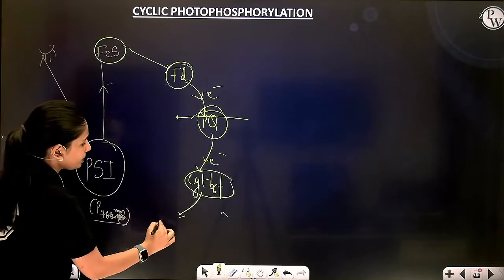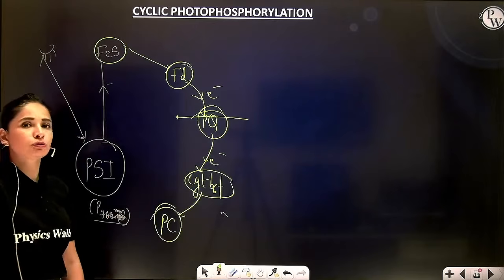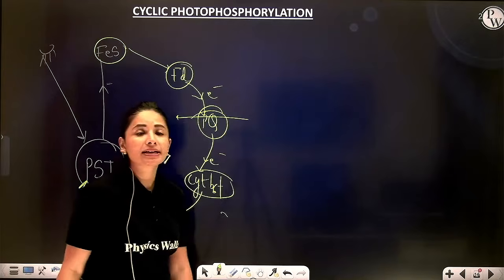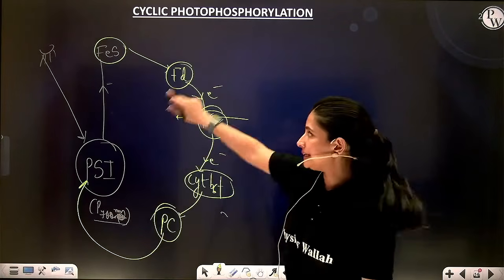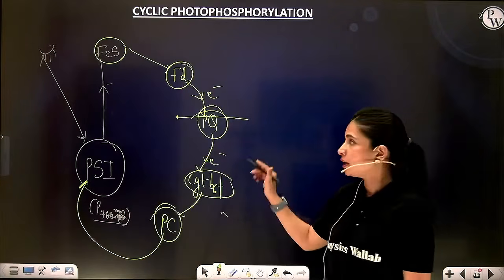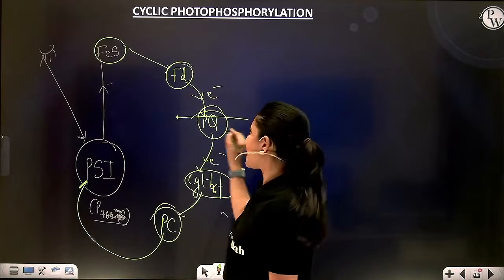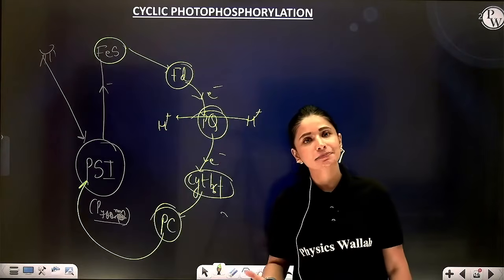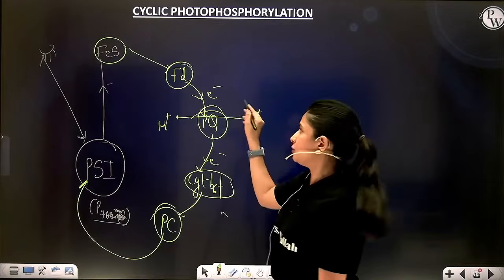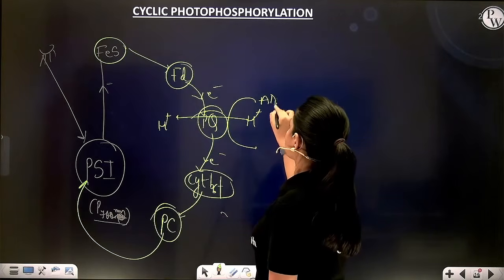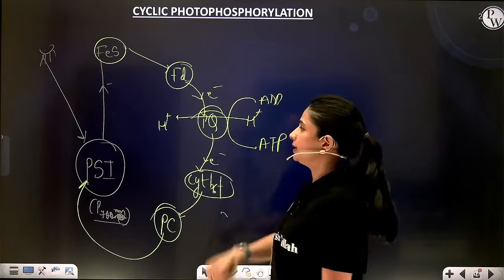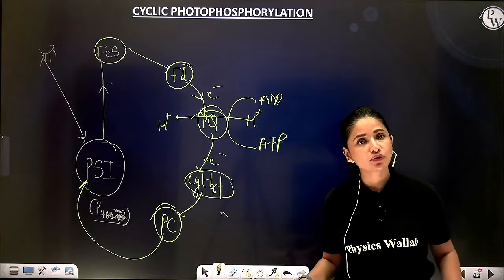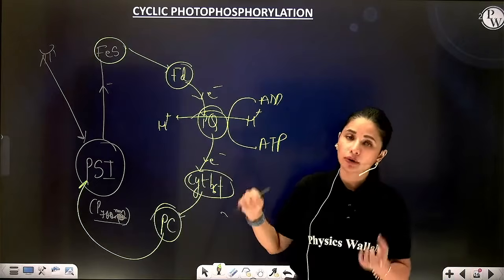Cytochrome B6F passes the electron as usual to plastocyanin, which again returns the electron to PS1, thus completing the cyclic flow of electron. Plastoquinone helps in establishing the proton gradient, which is then broken by ATP synthase in order to produce ATP. So during cyclic photophosphorylation, you see there is no requirement of water splitting as PS1 is already getting its electron.